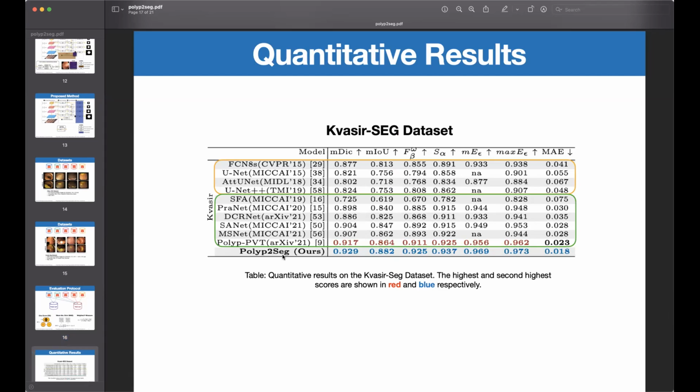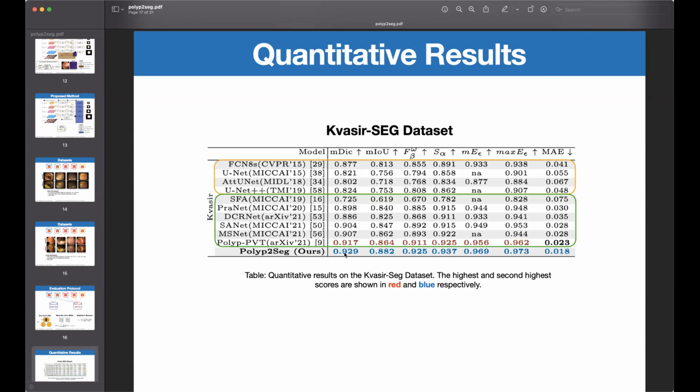So what we see here is we compare our approach with about 10 different models. The models that you see here highlighted in orange are more general segmentation approaches, such as the fully convolutional networks. We have units, attention units, and unit plus plus. And here in green, you see more, let's say, specialized architectures targeting polyp segmentation. And here on the different columns, you see the different results. If you see an arrow pointing upwards, the higher the values, the better. And here for the MAE, the lower values, the better.